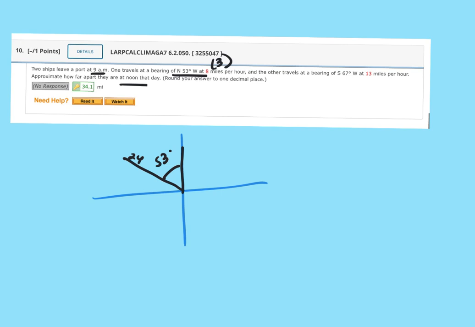Then I go the other direction. It goes southwest, and that's 67 degrees. And this time it's going 13 miles an hour for the same amount of time. So 13 times 3 is 39. That's that distance traveled. And it wants to know how far apart they are at the end there. So I'm looking for this side.